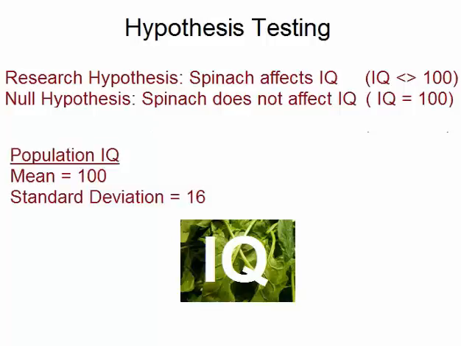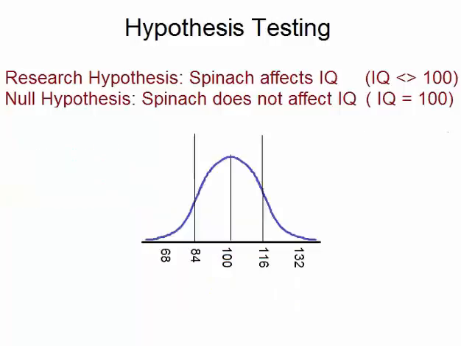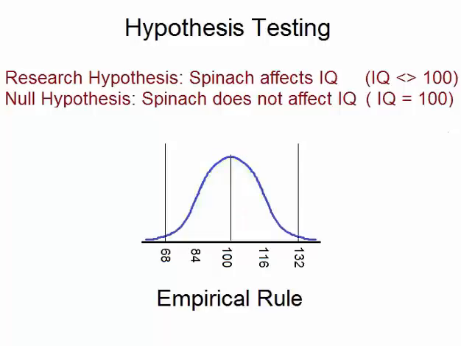When considering the population distribution of IQ, we know that the mean IQ is 100, that's the average IQ, and that the standard deviation is 16. That means that 68% of the population will have an IQ within one standard deviation of the mean. That's based upon the empirical rule. And that 95% of the population is within two standard deviations of the population mean. So that 95% of the people would have an IQ between 68 and 132.